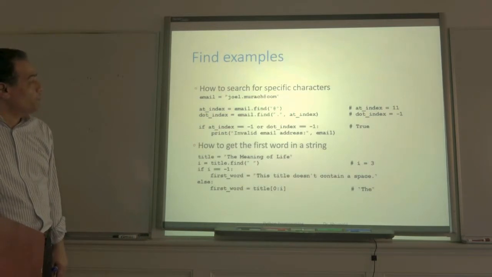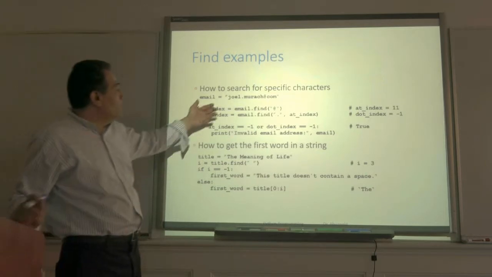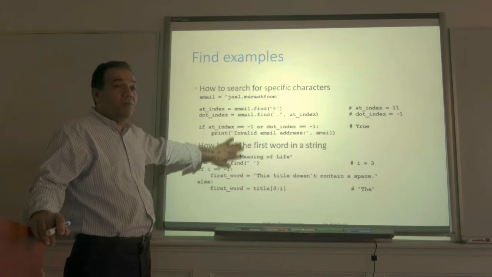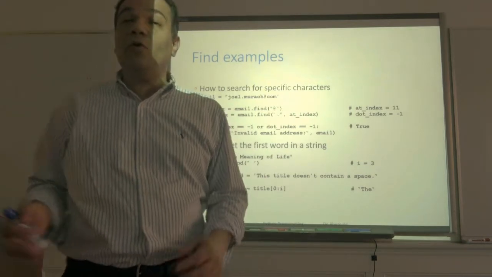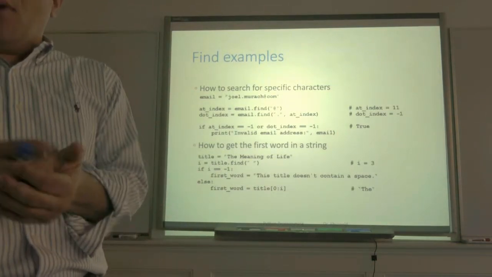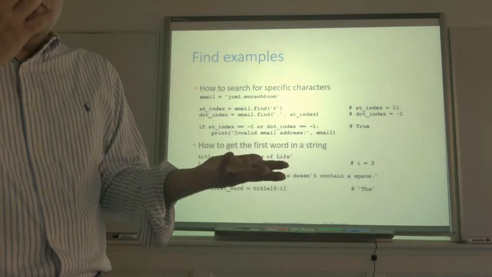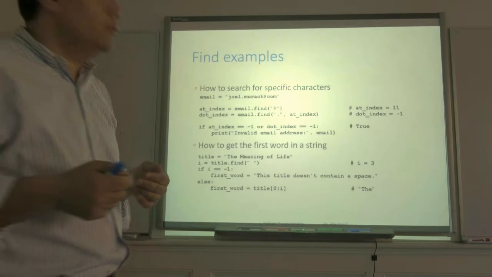How to search for a specific character in here. How to search for a specific character. So email, for example. This is very useful when you write your programs. Let's say your program requires an email address. So in part of your program you must make sure people enter the right email address. What is a correct email address?